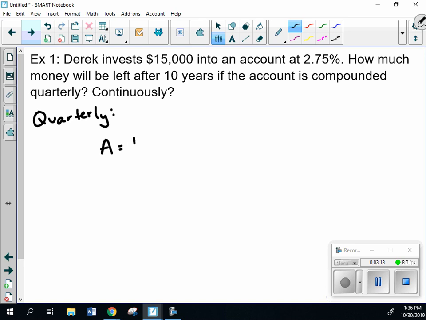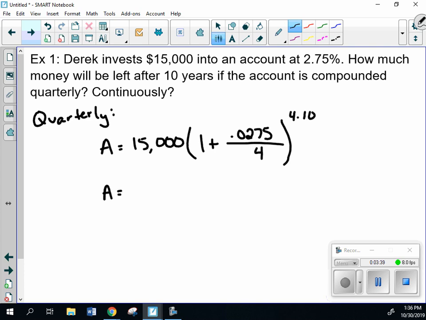So I have A equals 15,000 is my P. My R is my rate of 0.0275. K in this situation is compounded quarterly, so that would be a 4. And then in my exponent spot, I'd have 4 times 10. So the nice thing with this question specifically is you're plugging all your information into a formula and you're just calculating, which is nice. So be careful when you're doing your exponent that this right here, if you're using your calculator, might need to be in parentheses to make sure that it doesn't take it to the power 4 and then multiply your answer by 10. So just something to look at.